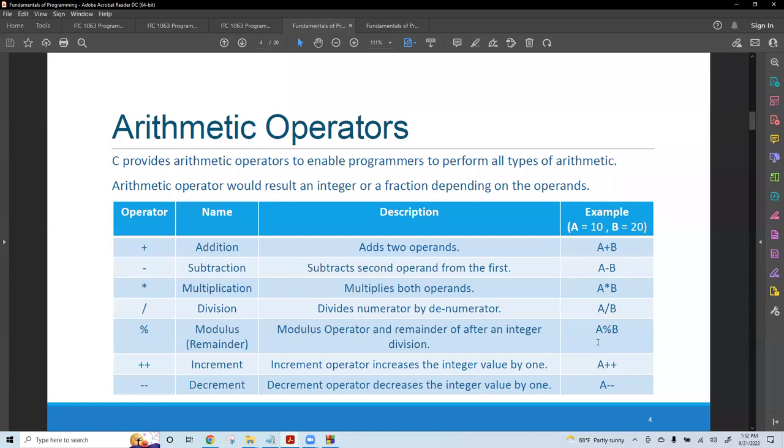Right. So let's go to the next set of operators. These are arithmetic operators. Most of them are binary, but we have unary operators, increment and decrement. Unary means just one operand is enough to perform the operation.